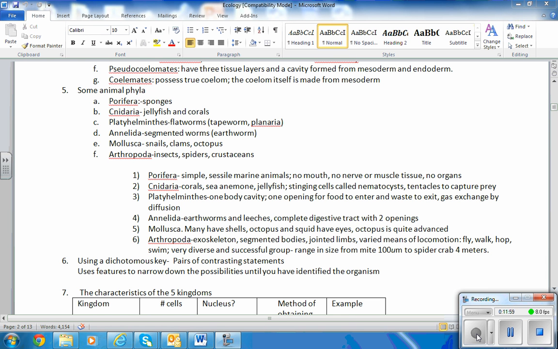They're very diverse, because some are marine animals, aquatic animals, some are terrestrial. So they range in size from a very tiny little mite all the way up to a big old crab.